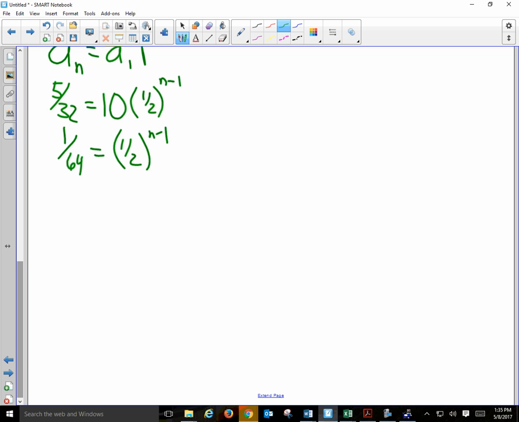How do we solve things when variables are in the exponents? Logarithms. How do I get rid of the 1/2? I take a log base 1/2.